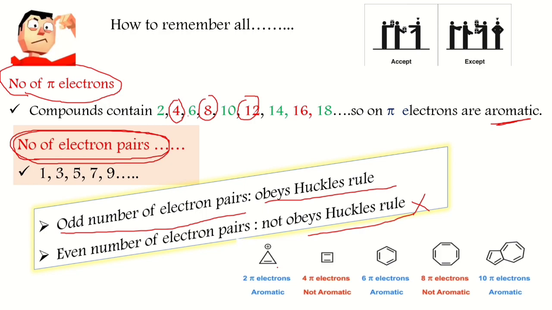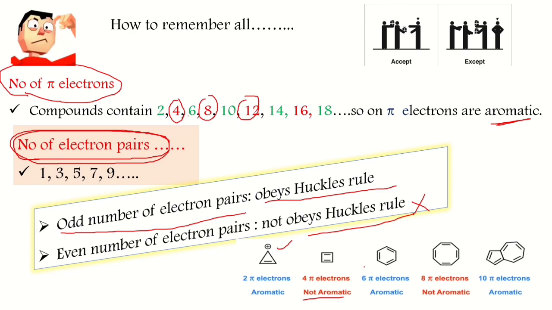Here, when you see this example, we can observe it has one pi bond, that means 2 electrons are present. So it is aromatic. The number of electron pairs is only 1. And here in this case, cyclobutadiene has an even number of electron pairs. An even number of electron pairs means it won't obey Huckel's rule. That is the reason it is not aromatic.